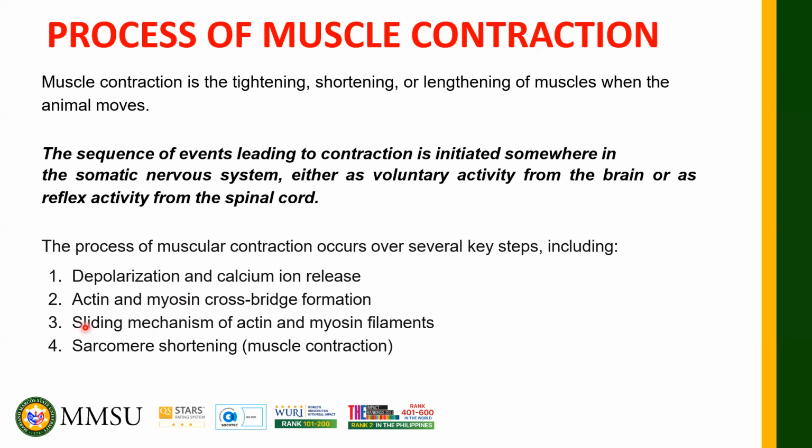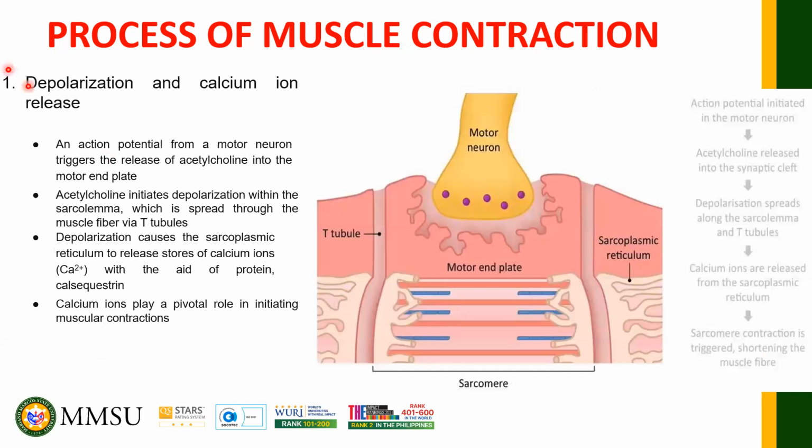And then next one, meron tayong sliding mechanism, and then pag meron ng shortening ng sarcomere, if the sarcomere usually shortens now, kasi naghilahan na yung actin tsaka yung myosin, then that is now a muscle contraction. Okay? So let's have one by one the process.